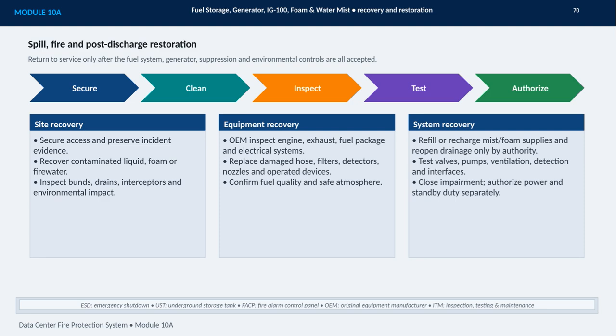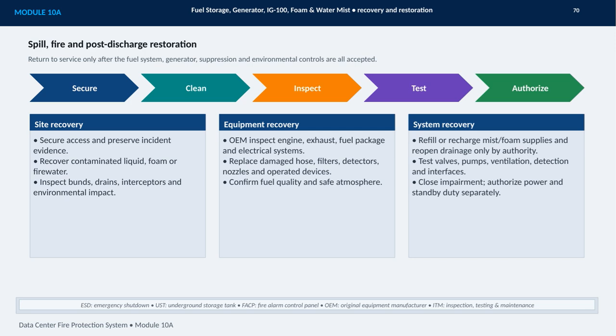At the site level, that means controlling access, preserving incident evidence, recovering contaminated liquid, foam, or firewater, and checking bunds, drains, interceptors, and potential environmental impacts. Equipment recovery requires an OEM inspection of the engine, exhaust, fuel package, and electrical systems. Damaged hoses, filters, detectors, nozzles, and operated devices must be replaced, while fuel quality and atmospheric safety are confirmed.